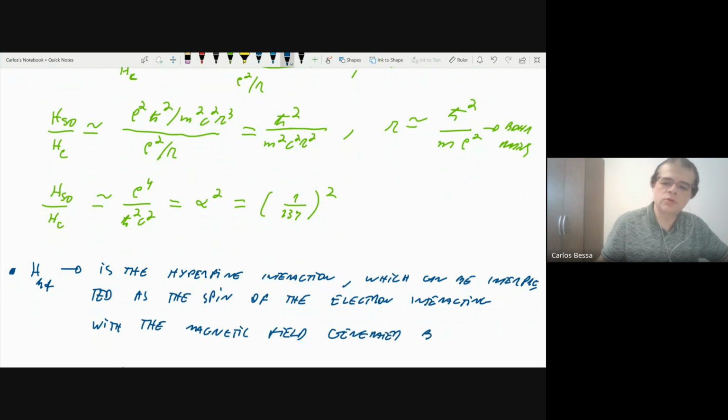by the nucleus. So in the other case was the interaction of the spin of the electron interacting with the magnetic field generated by the movement of the electron. And here is this other extra term, that is the relation with the magnetic spin, with the magnetic field generated by the nucleus.